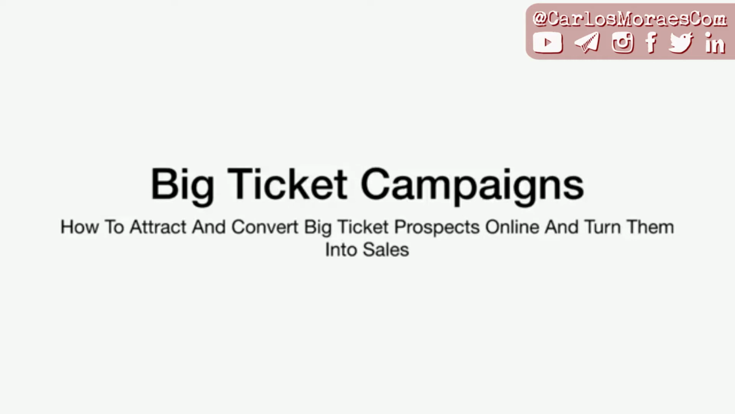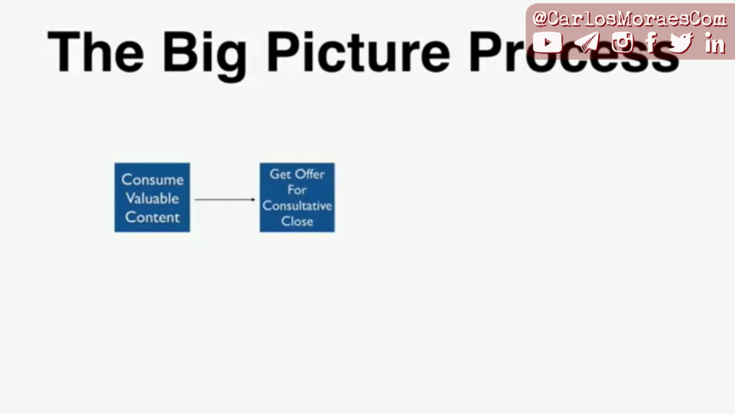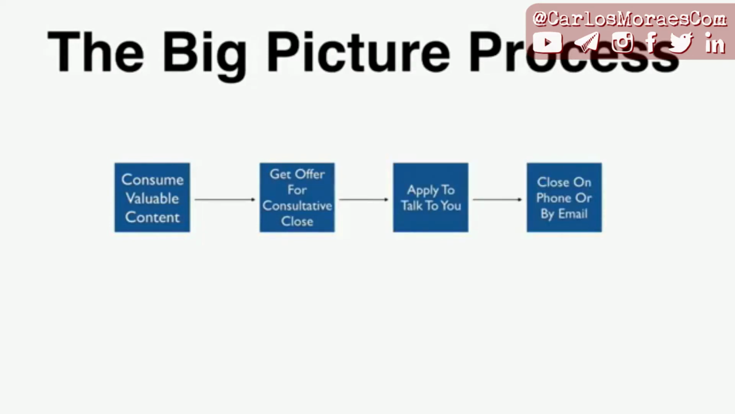Perfect. So let's talk about how to attract and convert these folks. So here's the big picture process. What we want to do is give our prospects and leads some valuable content to consume. And then we want to give them an offer for some type of a consultative close. And then we want to have them apply to talk to you. And then we close them on the phone or by email. So that's really the universal process for every single model except upscale continuity.